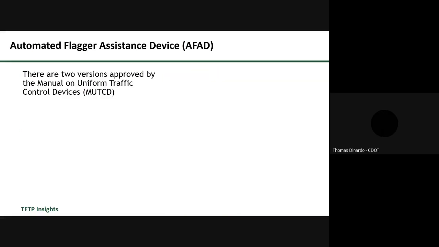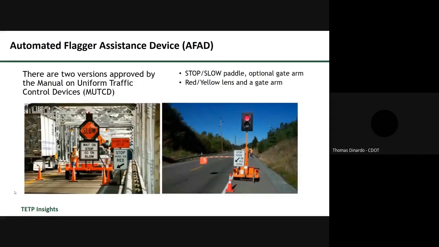AFADs come in two distinct forms as approved by the Manual on Uniform Traffic Control Devices. One version is identified by a stop and slow paddle, while the other is identified by a red and yellow lens. There are many shall statements provided in the MUTCD with additional requirements for each version of an AFAD. So always make sure to review the appropriate MUTCD sections to make sure the AFAD contains the correct requirements. This is especially important during construction or maintenance operations.